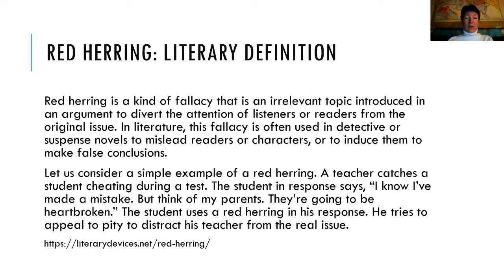So there is an example of red herring. A teacher says, you've been cheating. The student says, I know I've made a mistake, but think of my parents. They're going to be heartbroken. Why is that a red herring? Because instead of saying yes or no, there was or there wasn't cheating, we're talking about the student's parents and whether or not they'll be heartbroken. So something that is related but not directly relevant to the issue at hand.